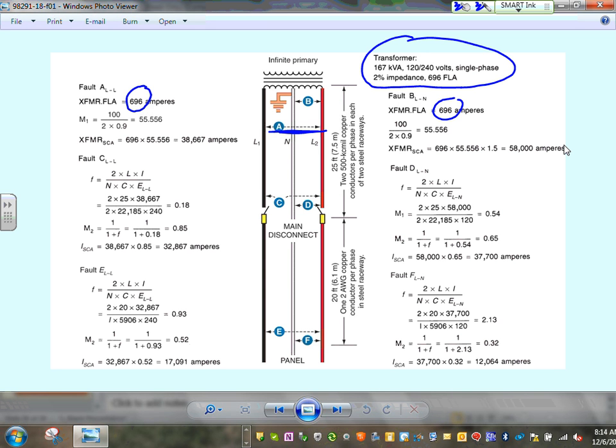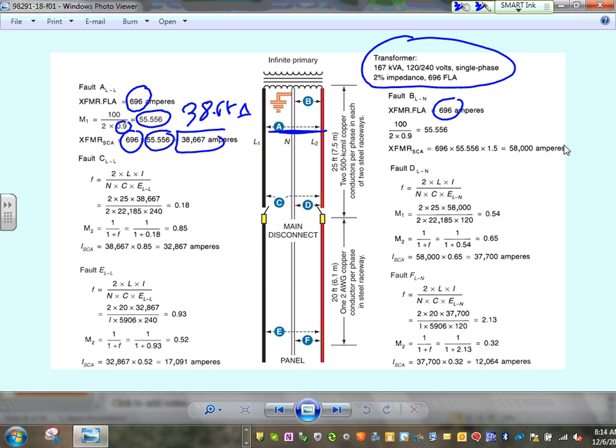You take the impedance, guys, and you take 90% of the impedance. You get this multiplier. Multiply this multiplier by the full load amp. That's the available short circuit. It's 38.6 thousand amps. So you take the full load current and divide it by the impedance. Very, very simple. Take the full load current divided by the impedance. That's how you find the short circuit of the transformer.